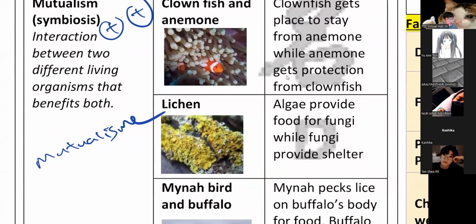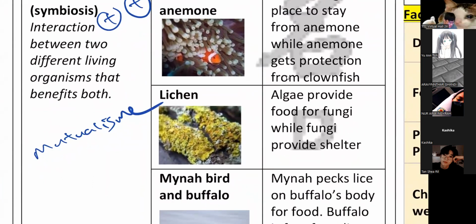And then next is your lichen. This one also important. This is basically algae and fungi. They grow on top of each other. Algae grow on top of fungi. So the fungi will give them nutrient. Lichen will do photosynthesis and give them nutrient also. So they give each other nutrient. So it's a good thing.